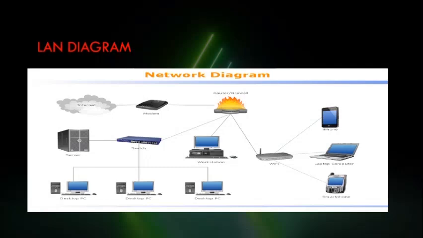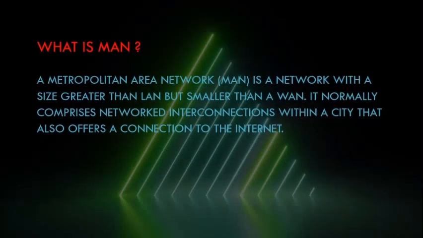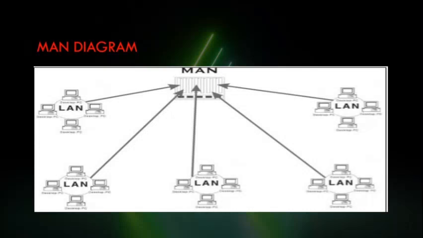Then what is a MAN? The full form of MAN is metropolitan area network. It is a network with a size greater than a LAN but smaller than a WAN. It normally comprises network interconnection within a city that also offers connection to the internet. In the MAN diagram, you see plenty of LANs connected together, and that makes a MAN.